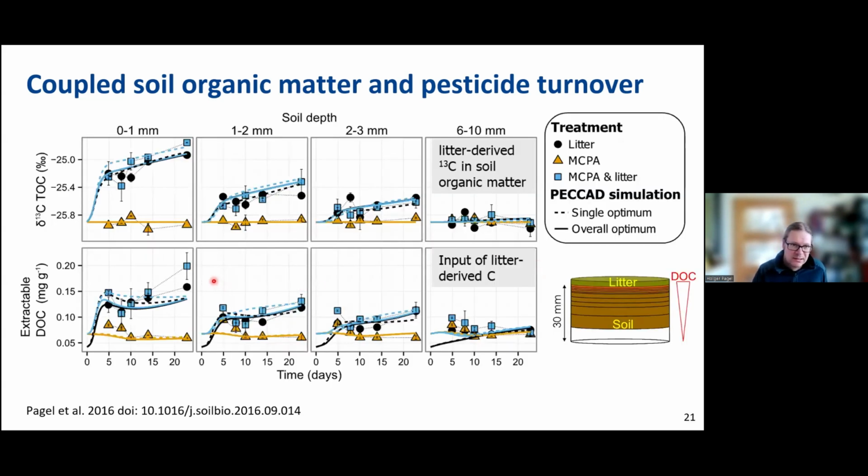And here you can see some results of the model for the 13C, the relative 13C enrichment in the total organic carbon. That's what you see in the first row. So that's more or less the litter-derived 13C in soil organic matter in different soil depths. And you can see that the model can simulate the measured dynamics quite well. The orange one is a treatment where no litter was placed on top of the soil core, and you see the effect of the litter addition clearly, and the model can track that quite well.